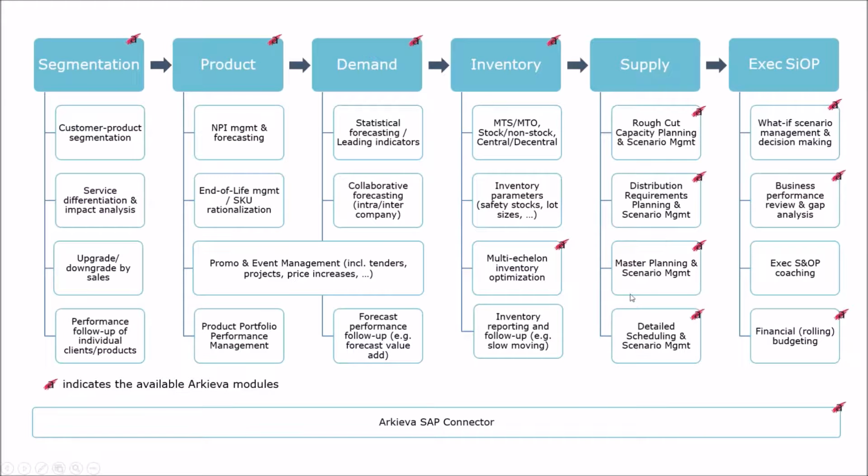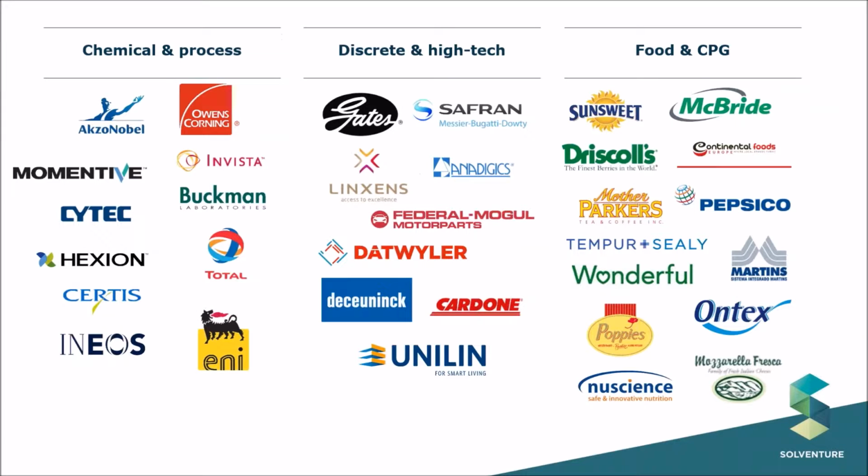This is basically comparable. It just shows in more detail, for the different steps in the S&OP process, what modules Arqiva has available. These are some of our customers. You see that we are a cross-sector player. We really have solved demand planning or executive S&OP in different types of sectors. We bring you that knowledge of different types of sectors.